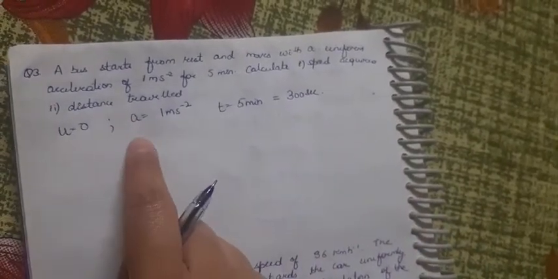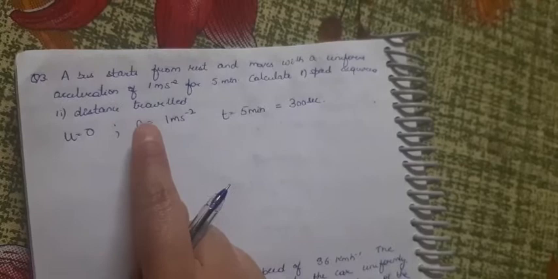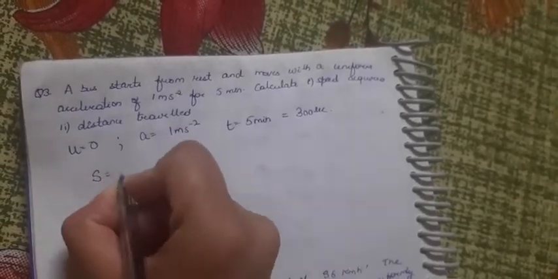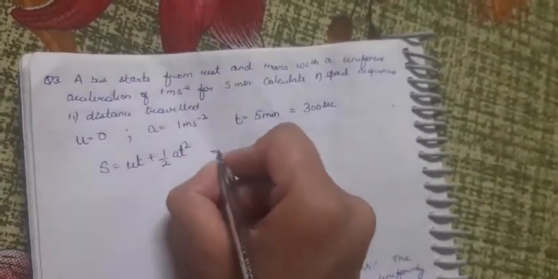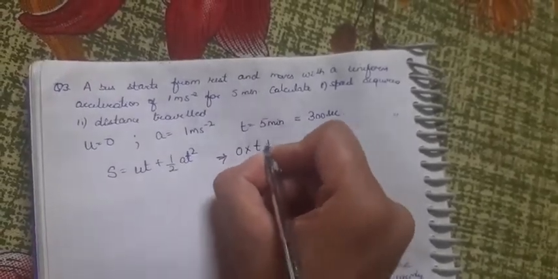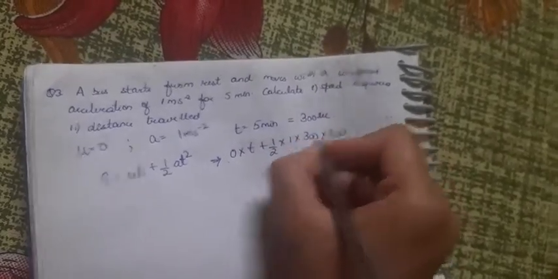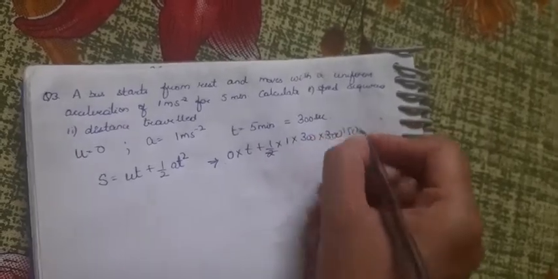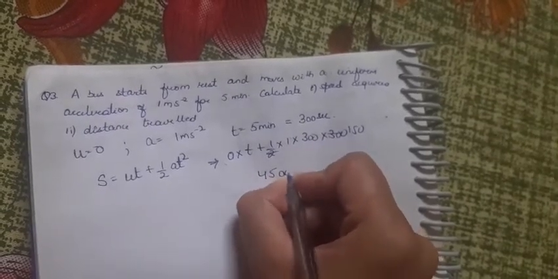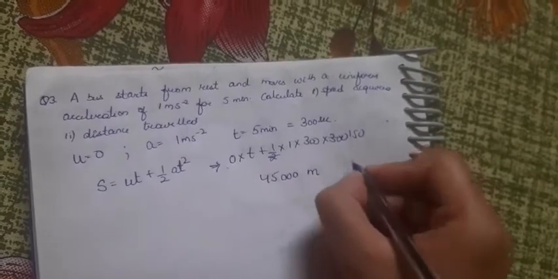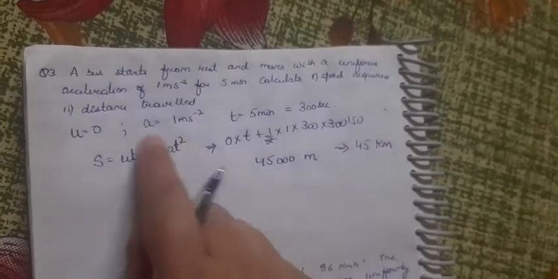Now we have given u, we have given a, we have given t. So simply by putting the formula s is equal to ut plus half at square, we can find out the distance. u 0, a 1 and t square, 300 square. 150, 150 into 3, 30, sorry 300. ये आपका आ जाएगा 45,000 meter. It means 45 kilometer.